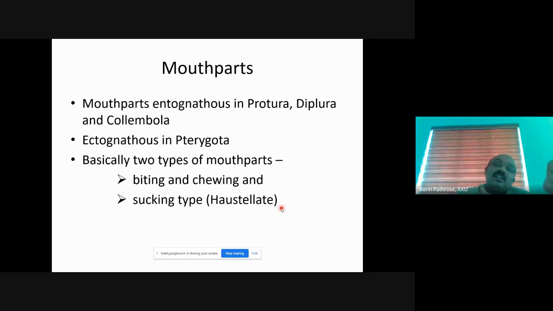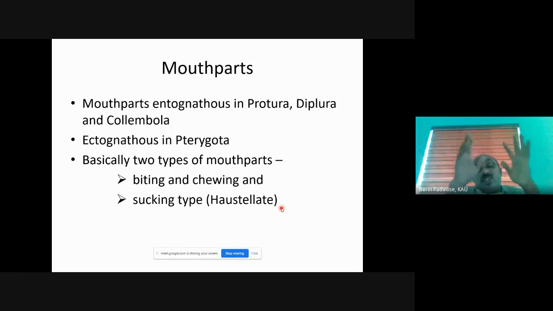So here, one typical example is mosquitoes. Mosquitoes suck in blood. It's not biting and chewing. So you may think that it is biting, but it's not actually biting. It is piercing its mouthparts into the body. So sucking type is also called haustellate type. So mouth parts can be ectognathous or endognathous. Most of the insects are ectognathous, that means mouth parts are outside.